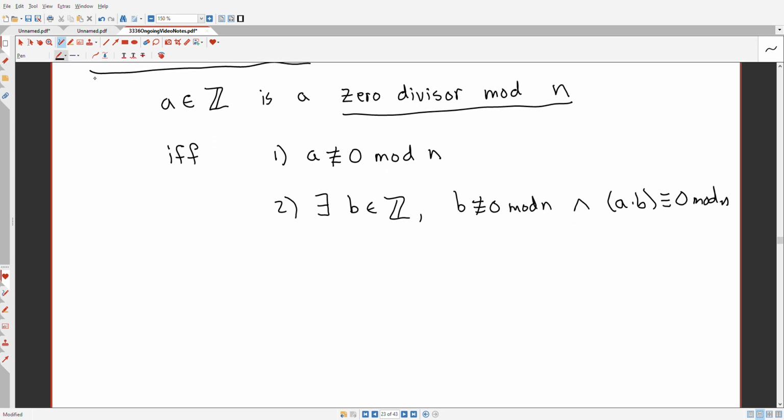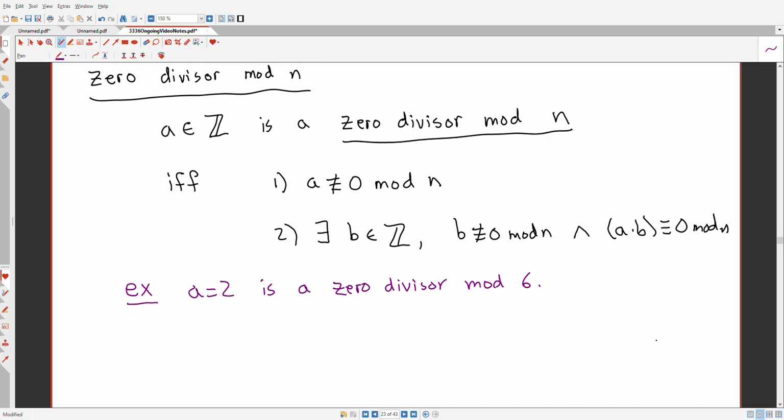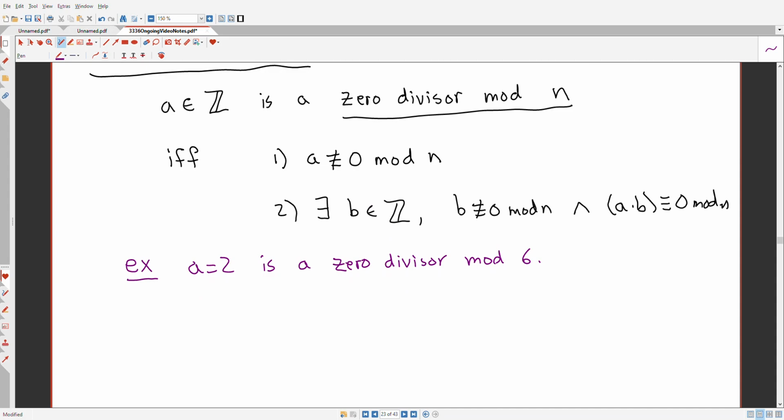A really great example of this happening would be a equals 2, and we could talk about this being a zero divisor mod 6. How do I see that a is a zero divisor mod 6? Well, you need to find another element b so that when you multiply it against a, you get 0 mod 6. But you're not allowed to pick a multiple of 6. b can't already be 0 mod 6.